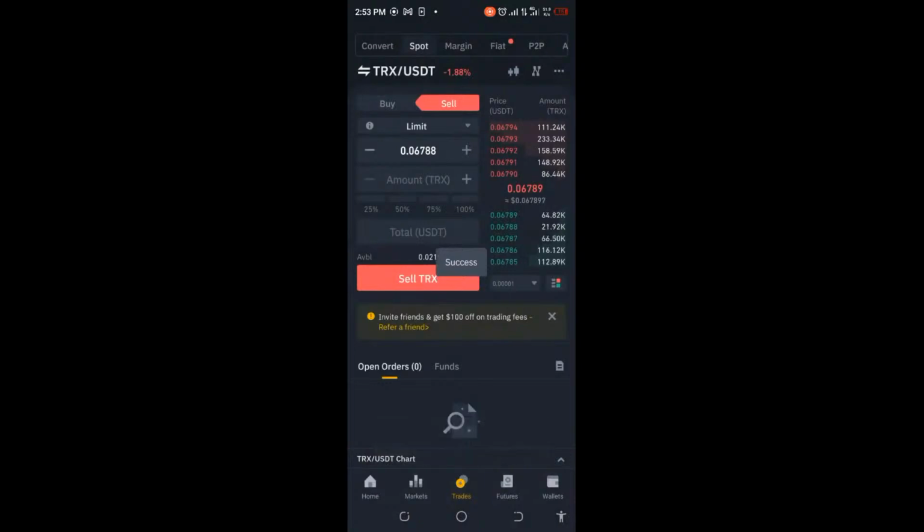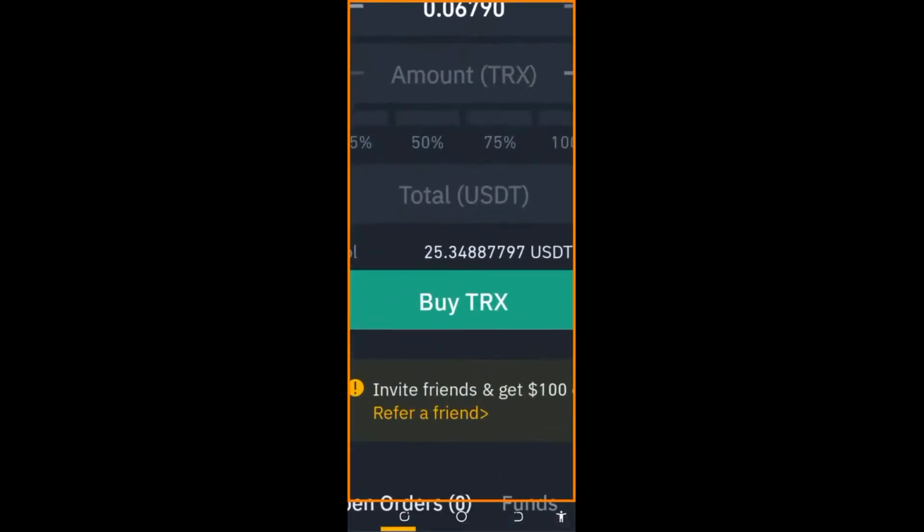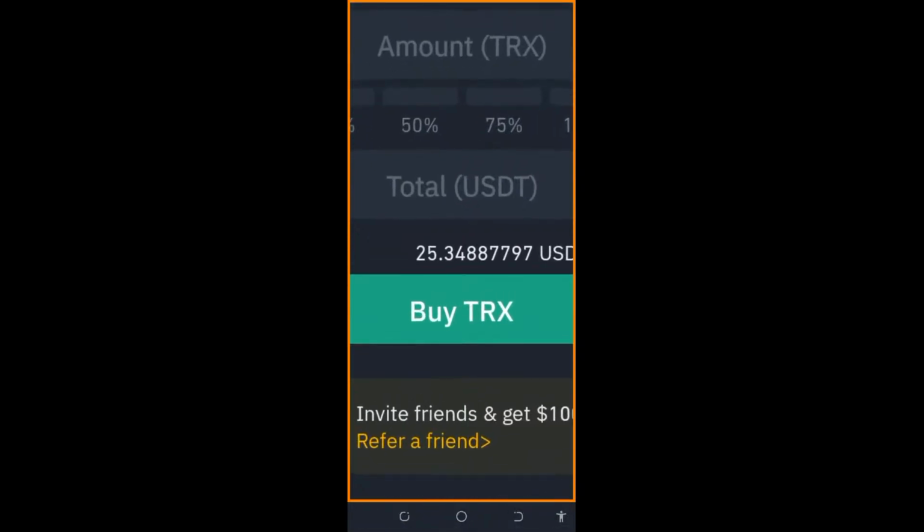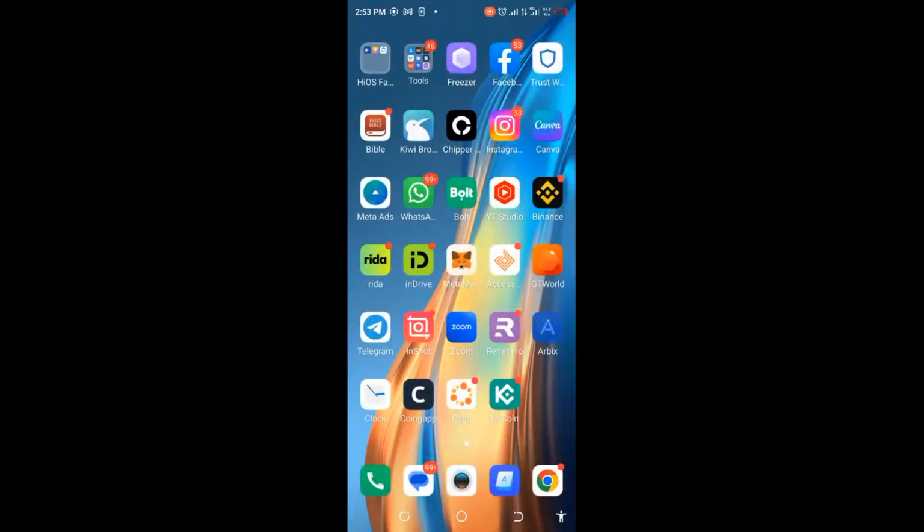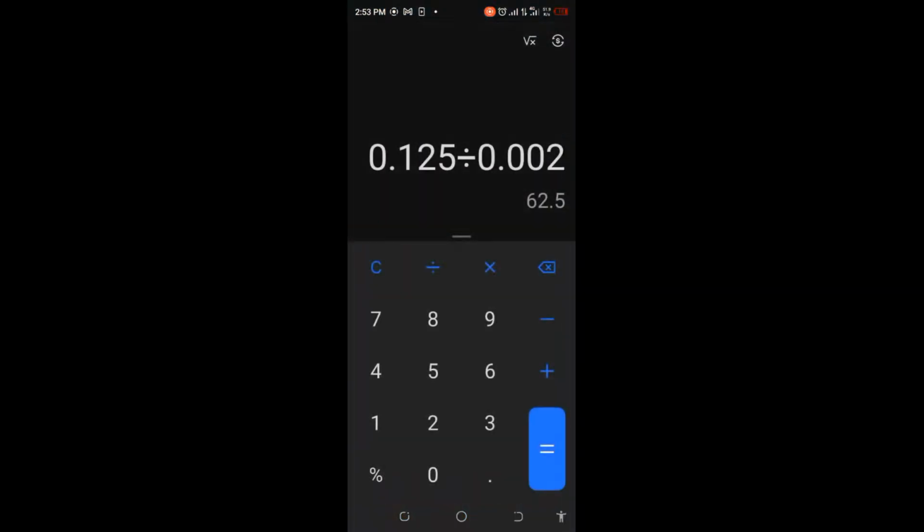Okay, so now let's go back and see what we have. Well, we made profit actually, but don't forget we had a lot of transfer fees. You can see here, it started out at 25.28, and here we are at 25.34. Let's check that out. 25.34 minus 25.28. 6 cents.